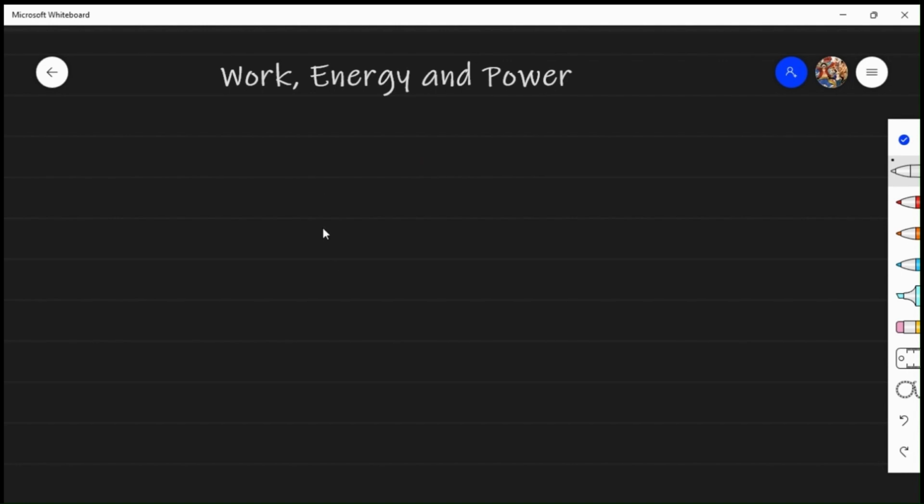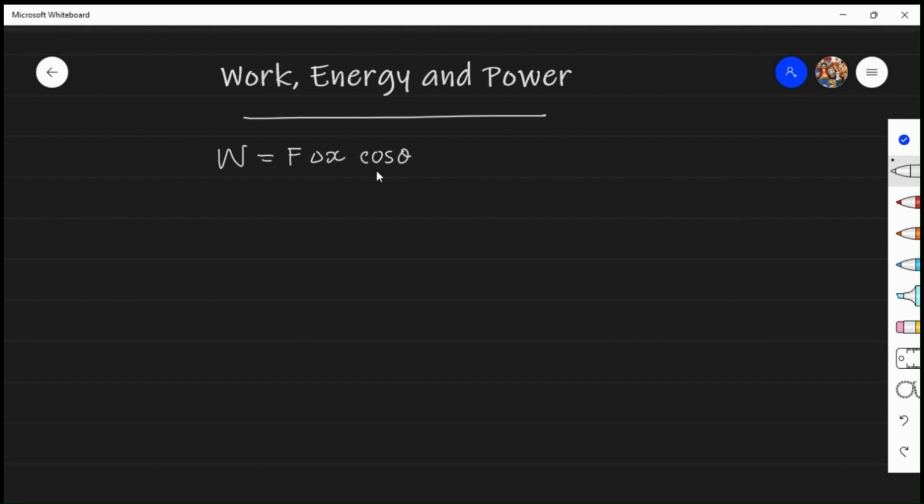Let's start. Work, energy, and power. Let us start by defining work. Work done is defined as the product of the force and the displacement in the direction of that force. So, let's have a look at this formula.